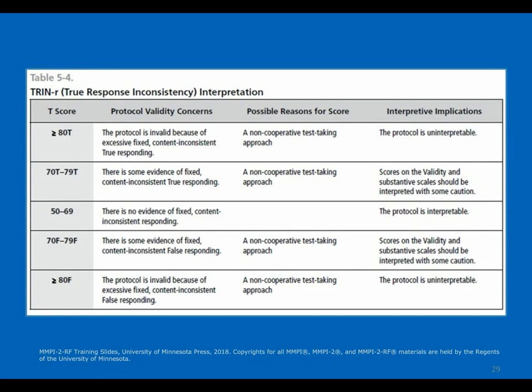And as a review, the interpretive tables for the validity scales are in the blue interpretation manual. If you have the interpretation manual, now would be a good time to get it out to refer to. And as a reminder, the way these tables are structured for the validity scales is we have the T-score cutoffs, protocol validity concerns, possible reasons for the score, and oftentimes there's several possible reasons that we need to consider, and then the interpretive implications. In this case, we see that if TRIN is at 80T or higher, then the protocol is uninterpretable. Again, we just saw that in the last slide.